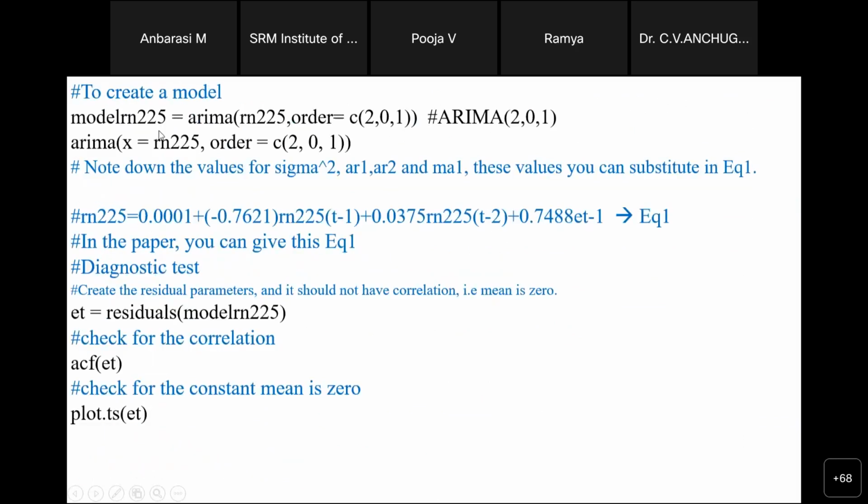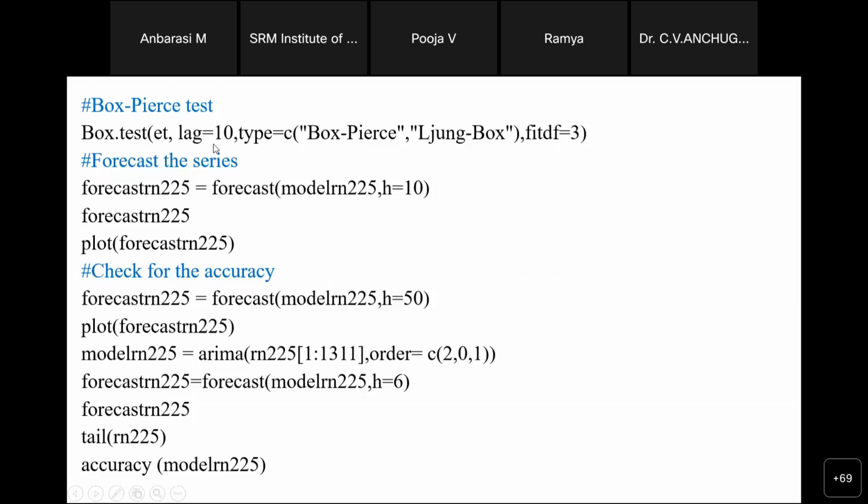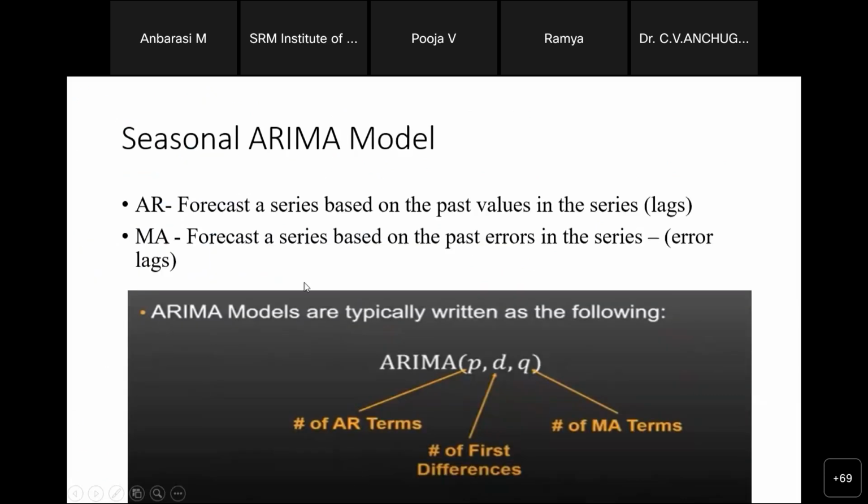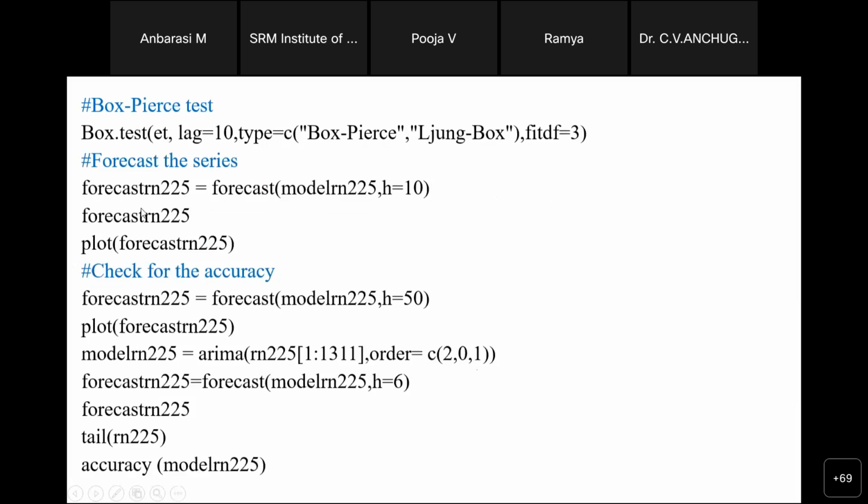After that, we can create a model and then perform the diagnosis check. Based on this check, we can see that the data doesn't have any correlation, the mean value is 0, and there is a normal distribution. After that, you can go for the Box test, and then the prediction. For future predictions, we can predict up to 10 records, and then go for the accuracy. So this is what we have to do for the ARIMA model.